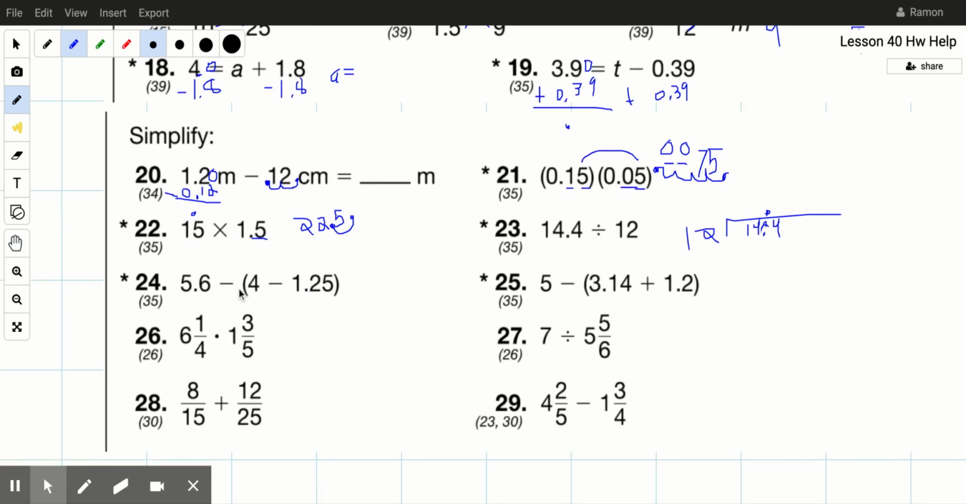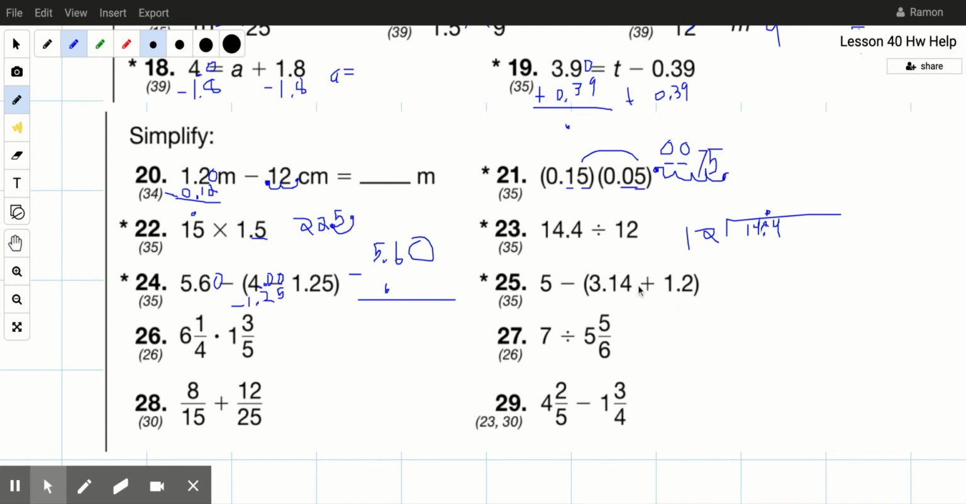24, 5.6 subtracting the difference of 4 and 1.25. So again, you're going to need to add terminal zeros. Subtract 4 and 1.25. Once you have that difference, then you're going to subtract that from 5.6, and we're going to add another terminal 0 so that the number of digits after the decimals match up. And keep in mind that your decimals also have to line up for this to work.